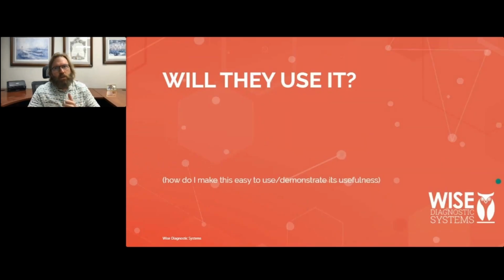The second component, and I think it's really something you should dig into on the front end, is will they use it? And it's to take a look at how your clinicians are currently doing that type of testing, to find out how to make it comparable, or hopefully easier, so that they actually use it.